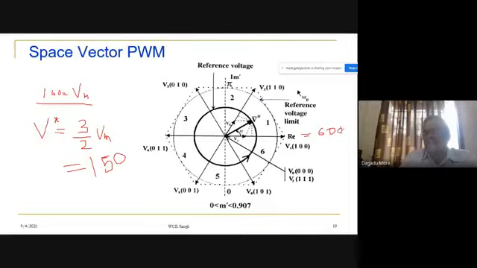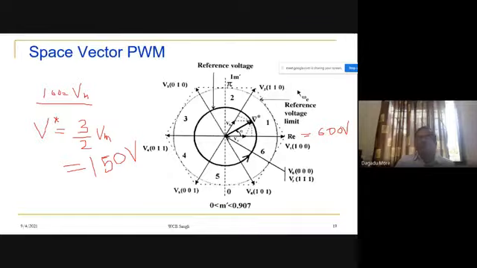So how much is V1? If I apply 600 volt DC to the bridge inverter, then V1, V2, V3, V4, V5, V6 will be 600 volts. And this V star will be 150 volts. Is it clear? Why is it 150? We can change the magnitude by changing this.